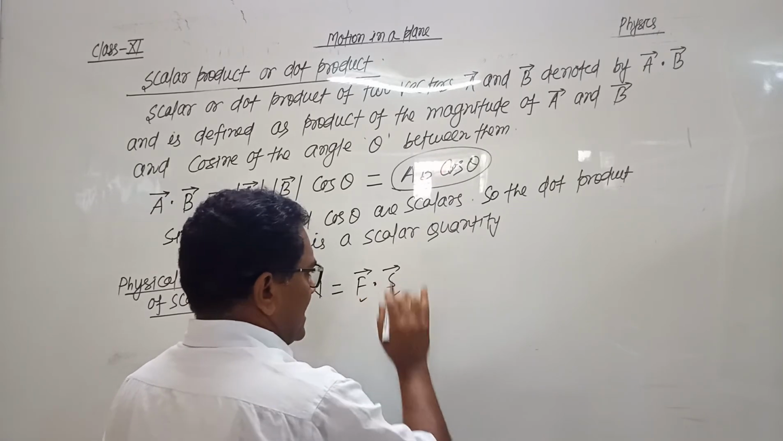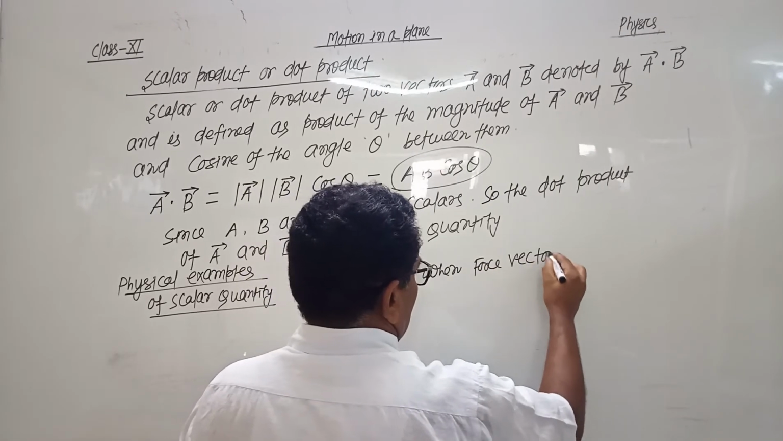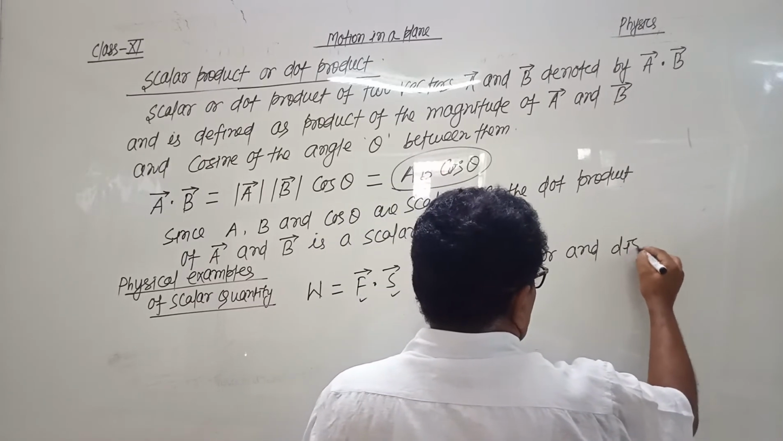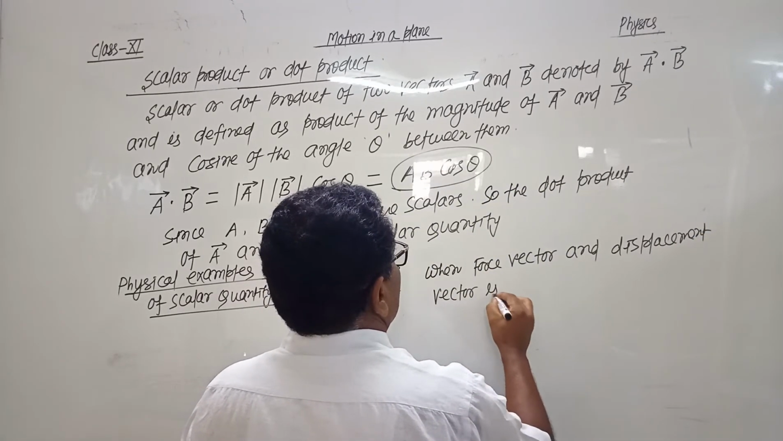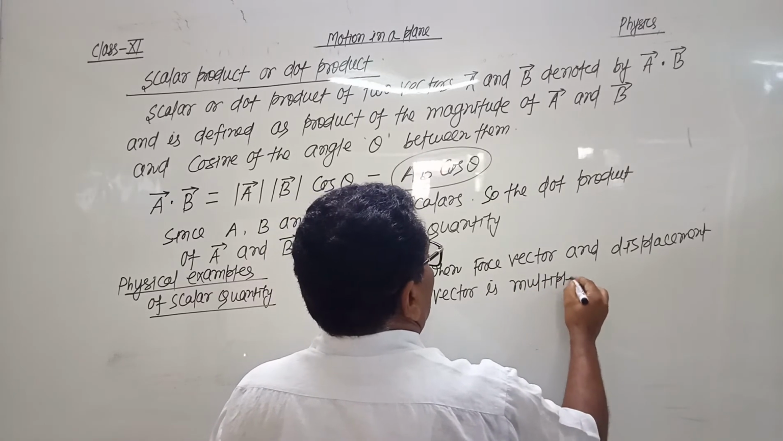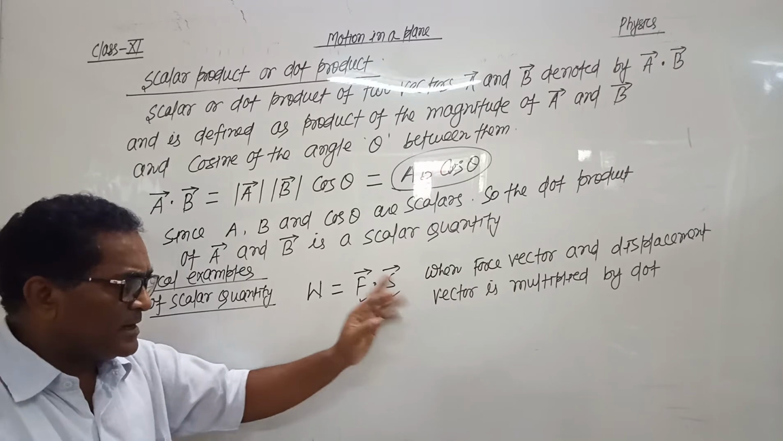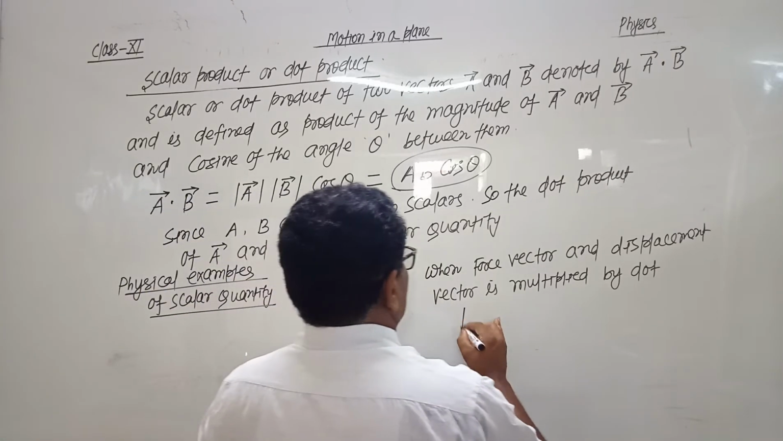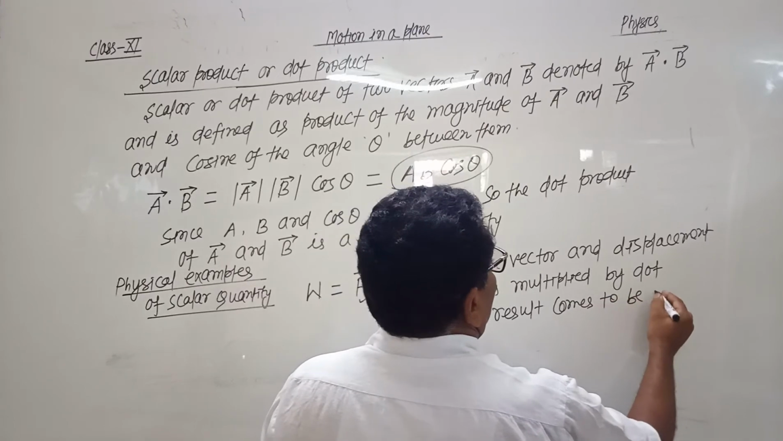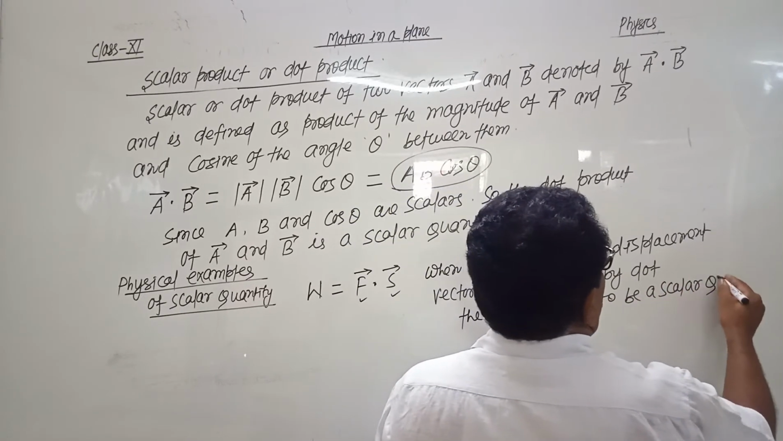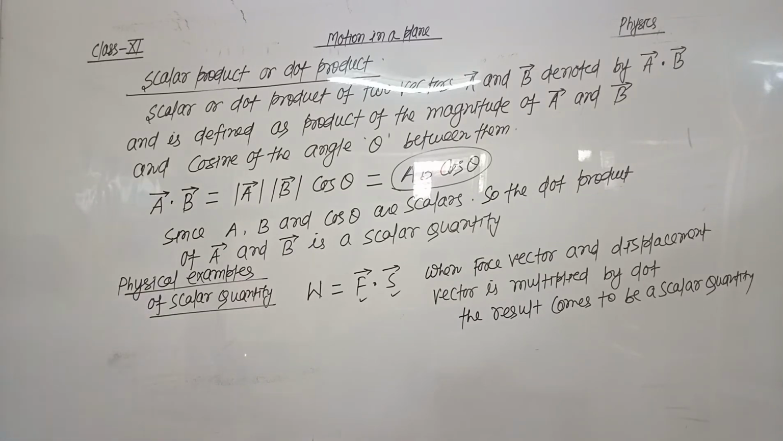So when the force vector and displacement vector are multiplied by dot, the result comes to be a scalar quantity, because work done is a scalar quantity.